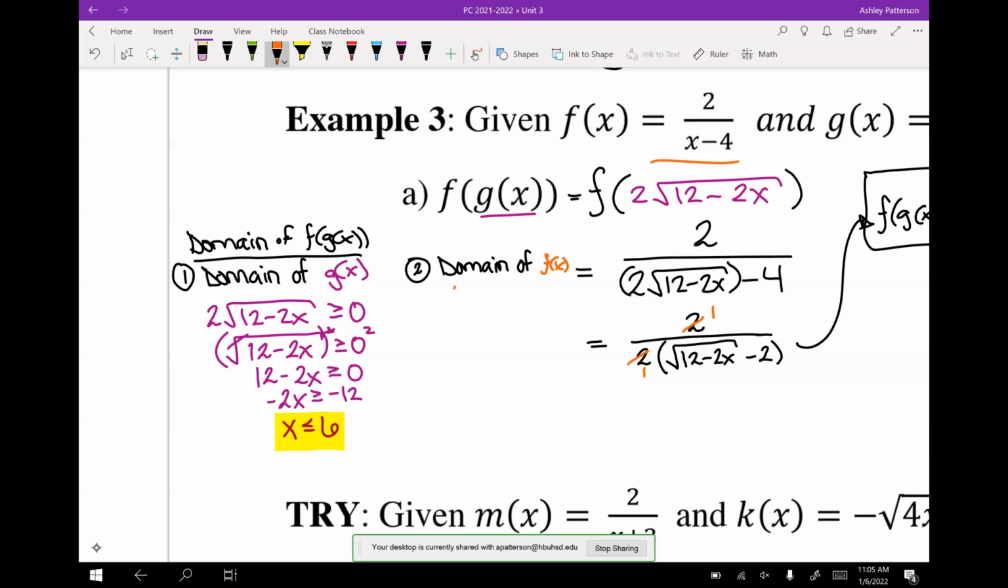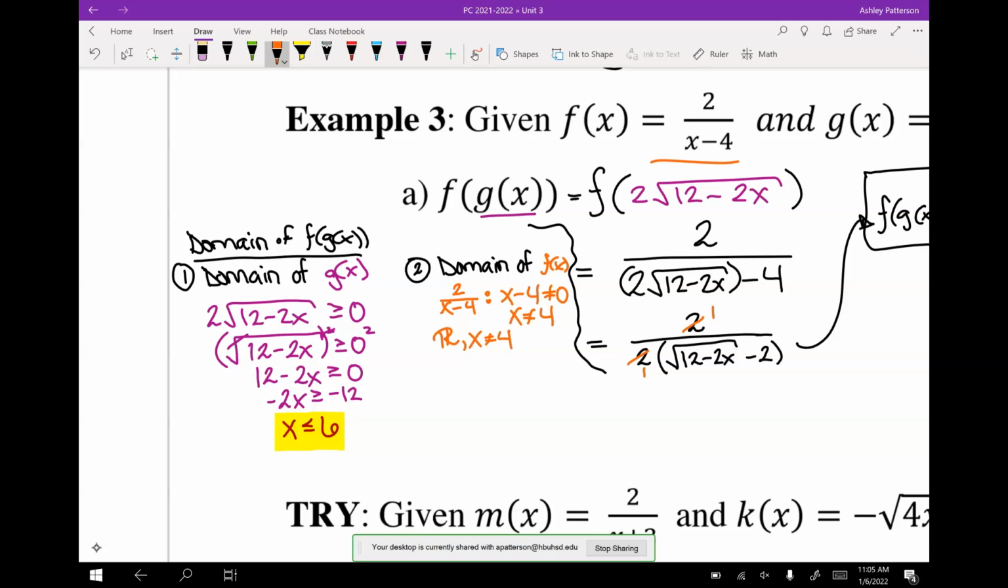Now, f of x is a fraction, so where would the restrictions come from again? The denominator. What can the denominator not be? 0. So we are going to take that denominator and set it not equal to 0. What can x not be? 4, right? Yeah, it can't be 4 because that will make our denominator equal to 0. So this particular function has a domain of all real numbers except x cannot equal 4.